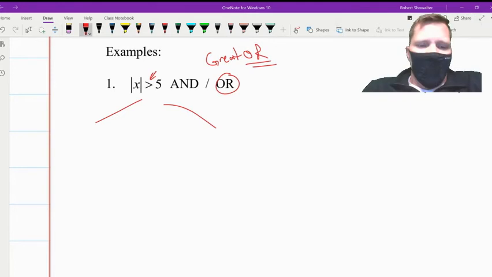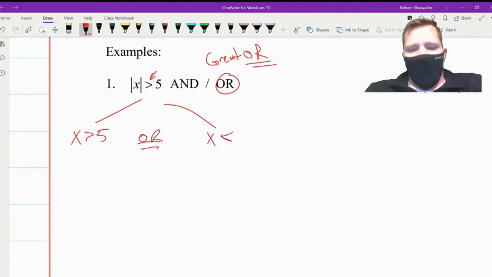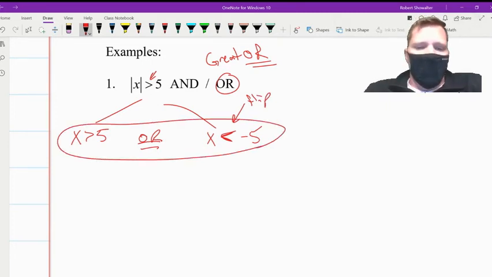Okay, absolute value of x greater than 5. We keep the same exact thing over here. We're going to put an or in between. And on the other side, we're going to flip the inequality sign and we're going to flip it to the negative number. So remember, flip that, kind of change it to a negative number. That winds up being our solution.